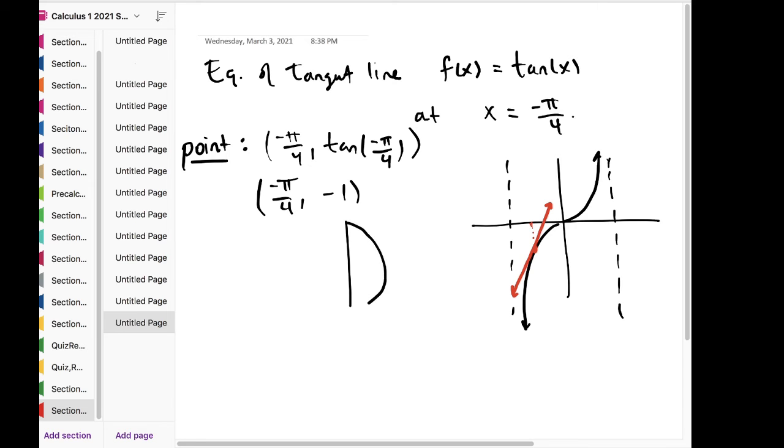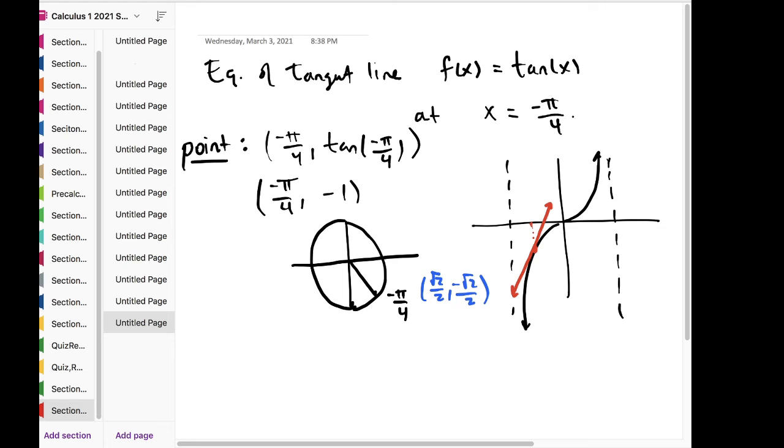So negative pi over 4 is in the fourth quadrant. And the pi over 4s are the nice ones where the x equals the y. But in the fourth quadrant, the y is negative. And what makes x equals y nice for tangent is because tangent is y divided by x. So you have the same thing, but one's negative, so that's why it's negative 1.